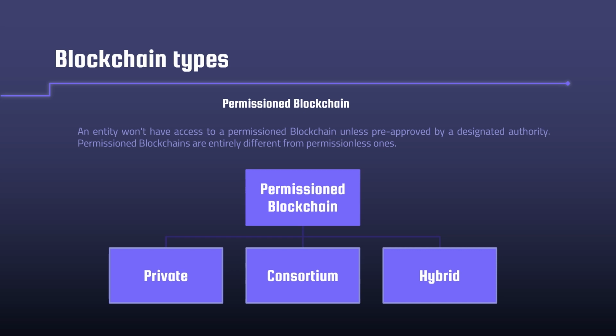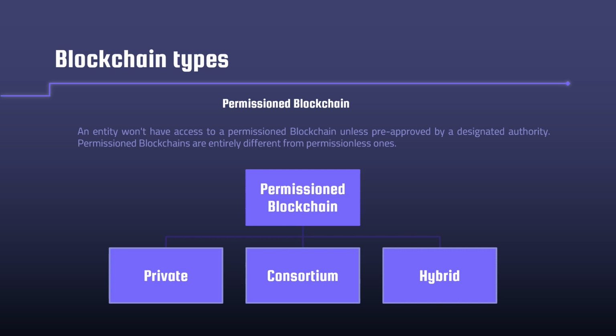Permissioned blockchain. An entity won't have access to a permissioned blockchain unless pre-approved by a designated authority. Permissioned blockchains are entirely different from the permissionless ones. To participate in the network, specific access must be granted by the administrators. There are three types of permissioned blockchain. The first type is a private blockchain. In this type of blockchain, access is restricted, allowing only invited and authorized users to execute transactions.